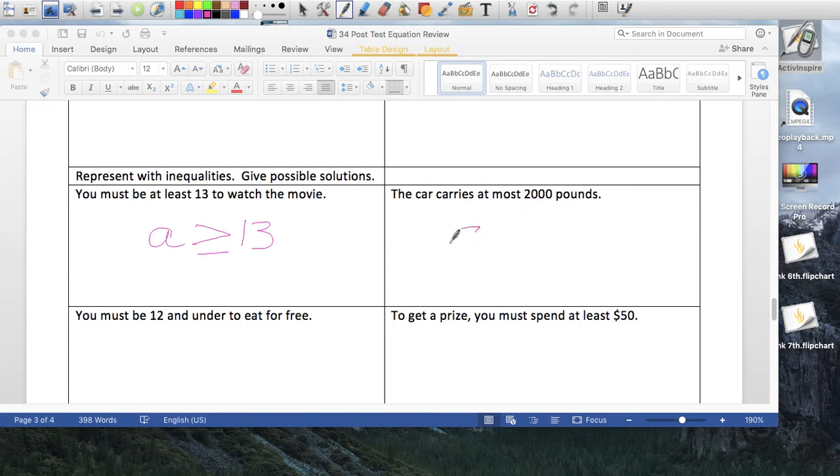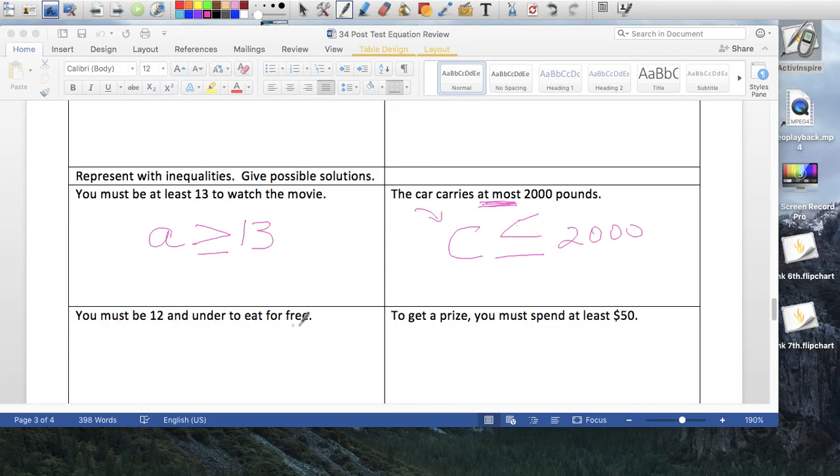And so, the car, so anybody that goes in the car, the total weight has to be less than 2,000. Todo el peso del coche tiene que ser menos o igual a 2,000. No puede ser más que 2,000, o si no, no avanza el coche. Okay? The car carries at most. El máximo que podemos poner en el coche es 2,000. So the maximum that we can put in the car is 2,000. So cualquier persona que entra en el coche tiene que tener un peso menor de 2,000 pounds.